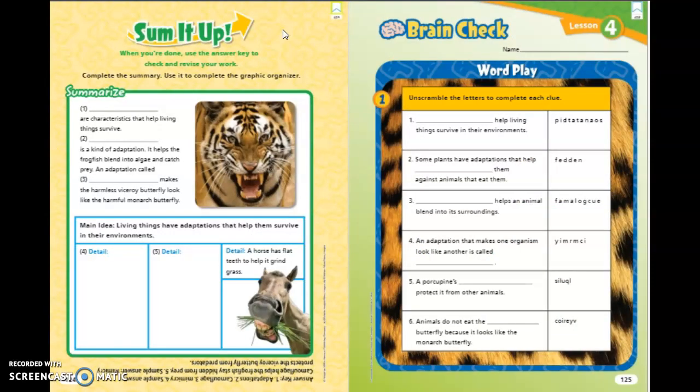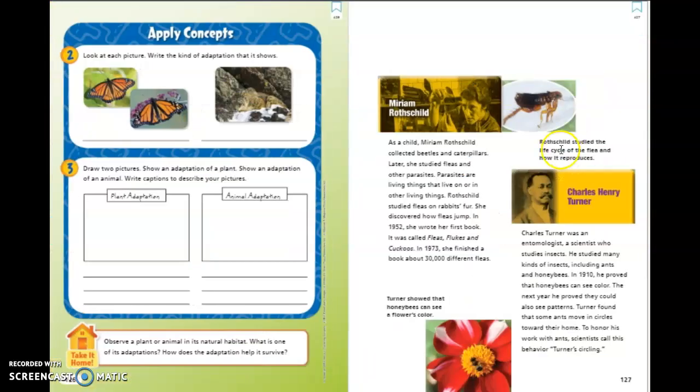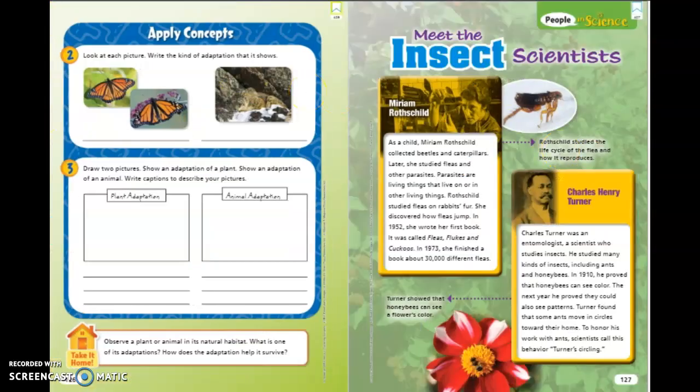For extended learning, if you want to do the sum it up, brain check, and apply concepts, that is up to you.